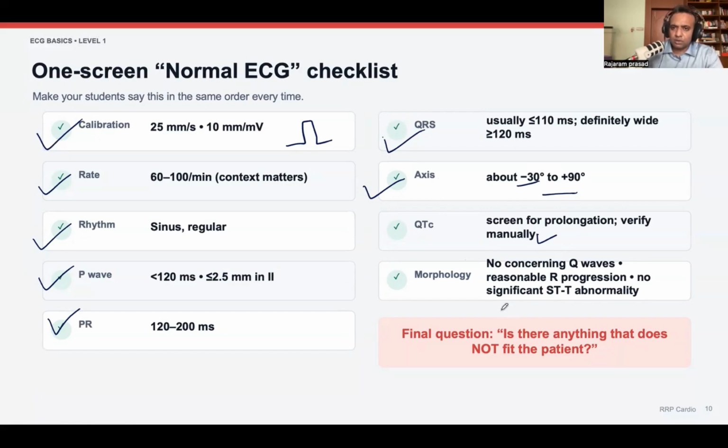Then the final question you need to ask is: is there anything that does not fit the patient? If there's an ECG change but the patient is normal, or the ECG is normal and the patient is totally abnormal, you need to see exactly whether the ECG fits the patient or not. So it's important to do. For all practical purposes, with any ECG handed to you, a patient coming with chest pain, you do the ECG, please go through step by step and make your diagnosis.